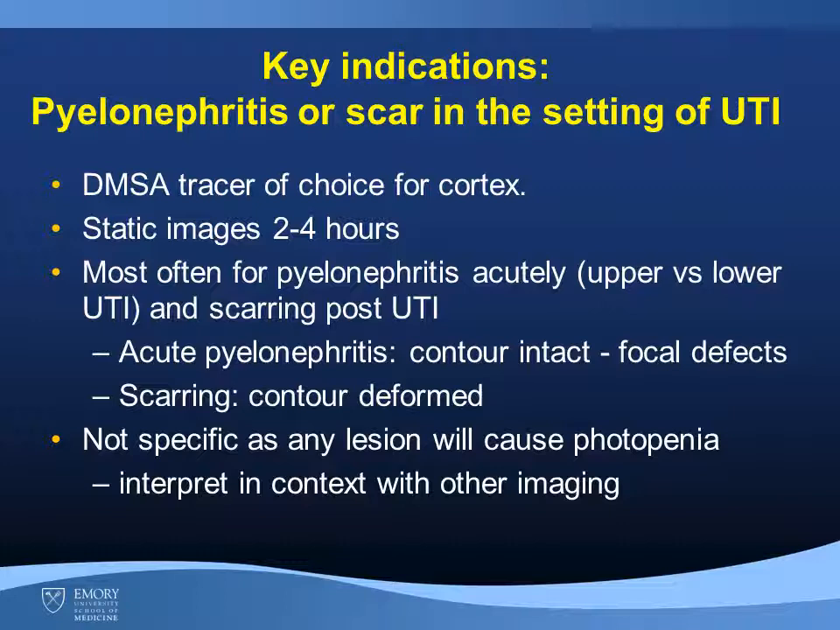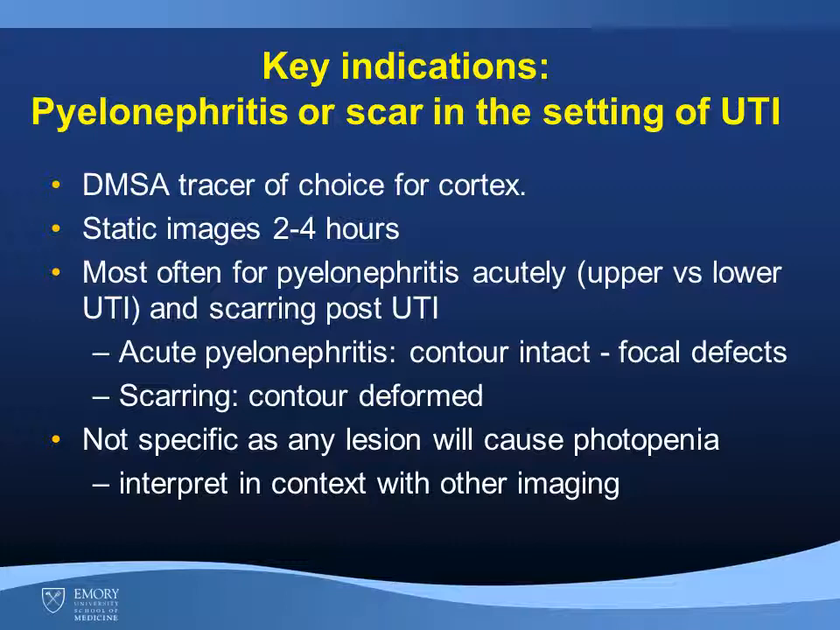Another key indication used really in pediatrics today is pyelonephritis or scar in the setting of UTI. DMSA here is the tracer of choice for cortical imaging, and we get static images then at 2 to 4 hours. This is most often done for pyelonephritis, acutely looking for upper versus lower UTI, and scarring post-UTI.